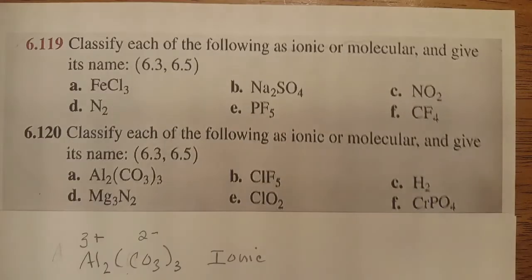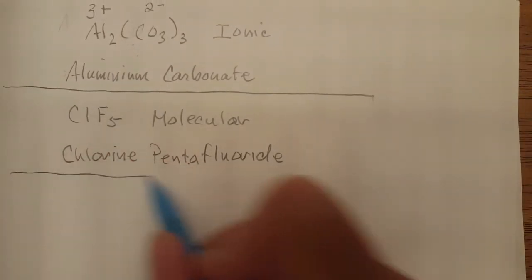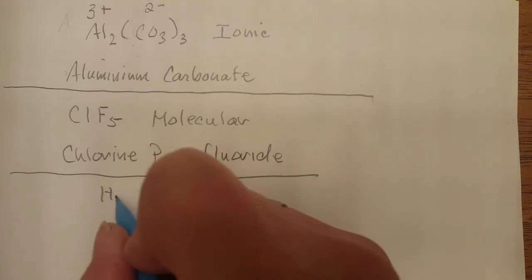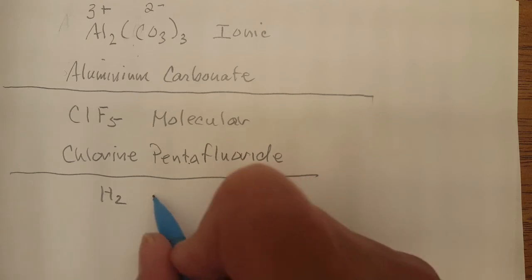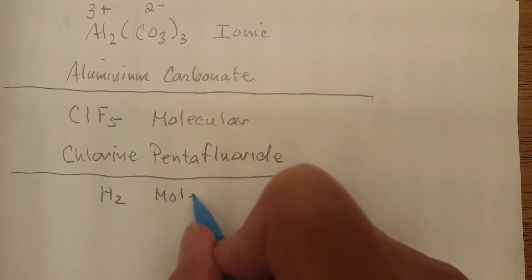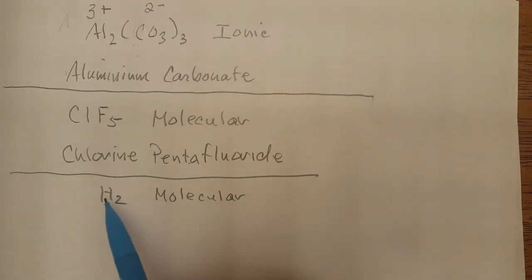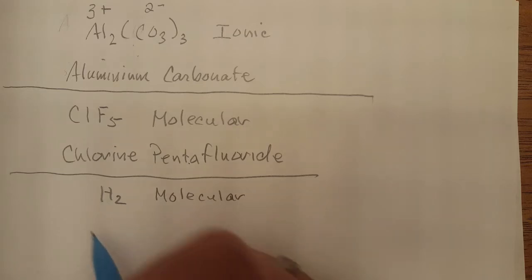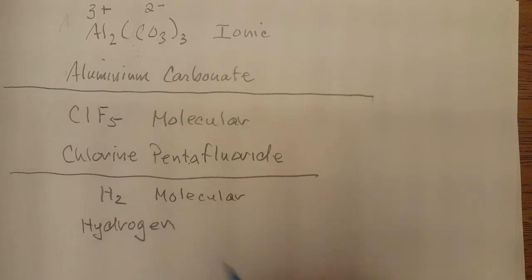Okay, let's do this guy. So this is H2. It's a diatomic molecule. There are no metals, so it's molecular. But like all diatomic molecules, like H2, they're given their elemental name, and that's it. So this thing is called hydrogen.